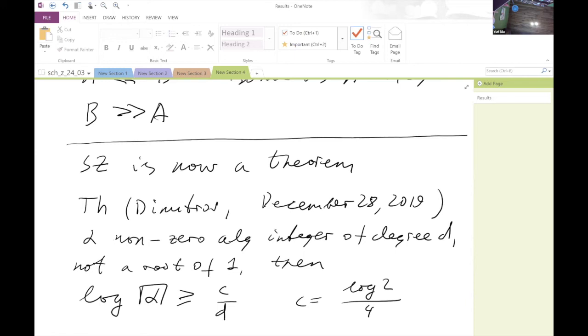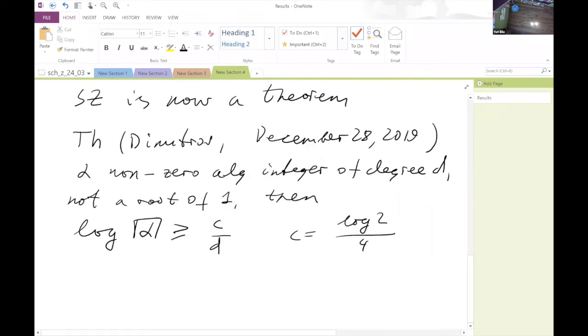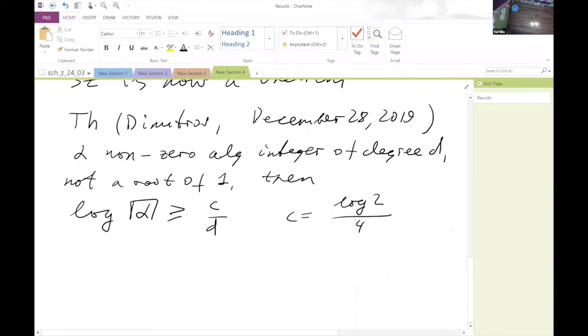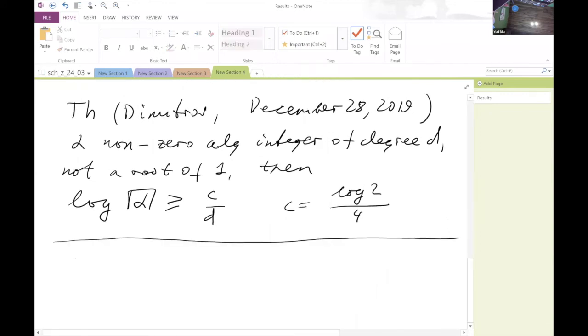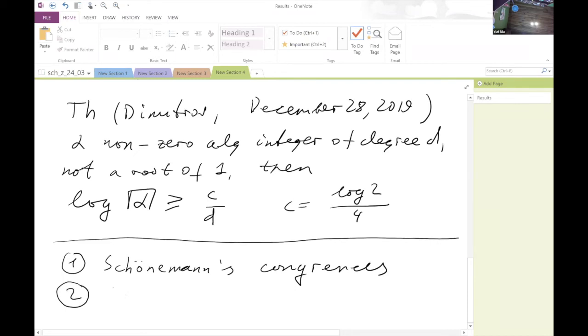Now I can give the plan of what follows. First I will speak on what's called Schoenemann's congruences, which is a tool in both the work of Dobrovolsky and Dimitrov. Second, I will briefly review Dobrovolsky's argument. We don't formally need it, but it is very clever and I think very instructive, so I will speak on it.